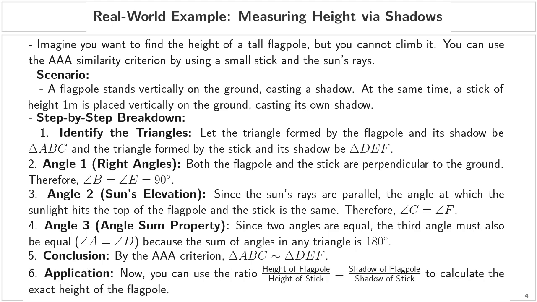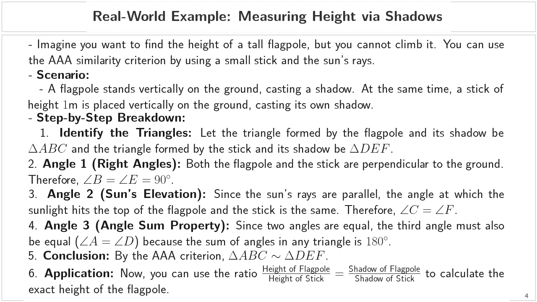And here is the most exciting part, the application. Because these triangles are similar, their sides are in proportion. This means we can set up a ratio where the height of the flagpole divided by the height of the stick is equal to the shadow of the flagpole divided by the shadow of the stick. If you know the length of the shadows and the height of the stick, you can calculate the height of that flagpole with perfect accuracy.